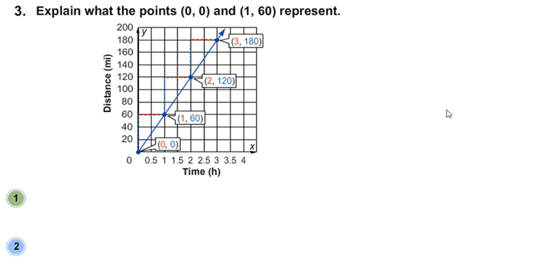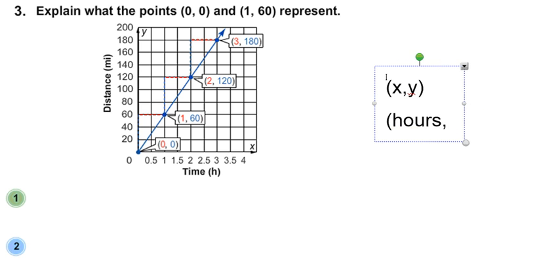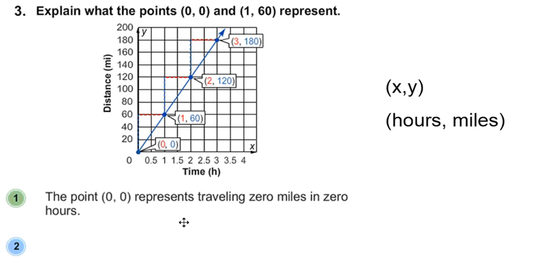Our next thing we're going to talk about is what do these points actually mean? Remember, in a coordinate pair, the first one is the x, the second one is the y. So in this case, this would be hours, and then it will be miles. So (0, 0) is going to be 0 hours and 0 miles. So that means at 0 hours, I traveled nowhere. So then (1, 60) is the same thing. The first one is my hours. The second one is my miles. So in 1 hour, I traveled 60 miles.